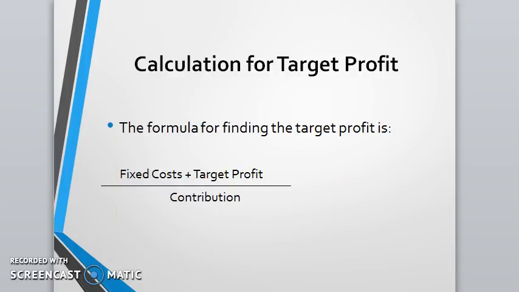Here we show the calculation for target profit. The formula for finding the target profit is fixed costs plus target profit, divided by contribution. For example, if you wanted to make a profit of 50,000, how many units would you need to sell? This is the type of scenario that would cause a manager to carry out a target profit calculation. Once you've already calculated the break-even, you then decide how much profit you want to make overall and how many units you'll need to achieve the target profit.